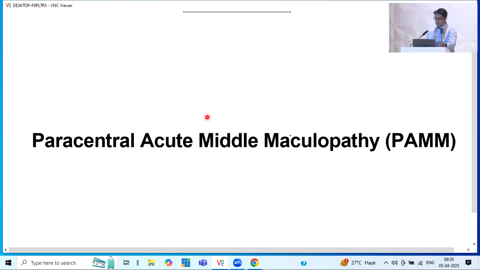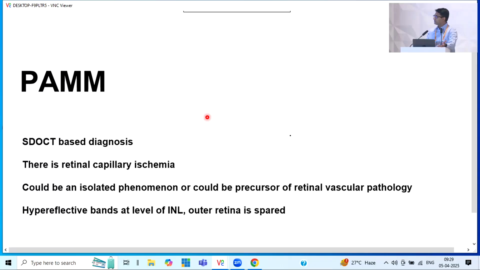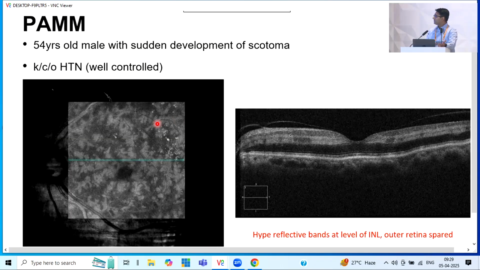Now, this is maybe a rare thing which you see in our clinical practice, PAMM, or mostly it is missed sometimes because it's more of an OCT diagnosis. How OCTA is helping us with this, because when you see a PAMM, we see these whitish areas. These are the areas where the capillary non-perfusion is there. And we see in OCT also, these are hyperreflective bands which you see.